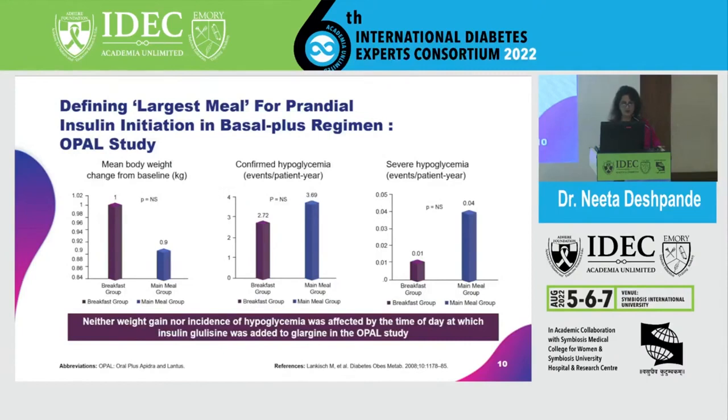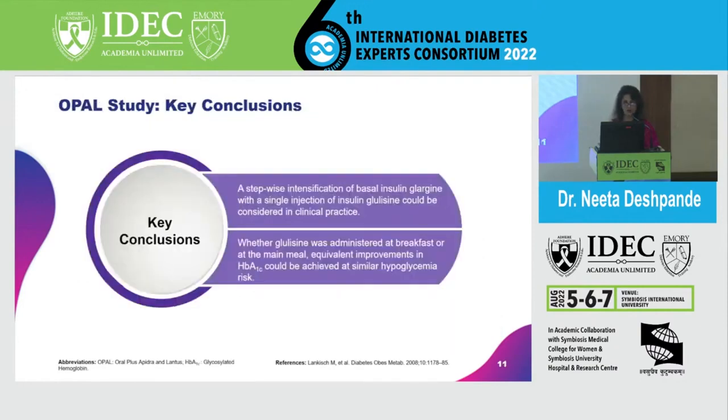So this is again the same thing, the mean body weight change, and again it talks about the hypoglycemia as well. So if you identify the main meal and give the bolus accordingly, not only do you get a better A1C result, you will also get a better weight change, you will also have less hypoglycemia, less severe hypoglycemia. So you can do an SMBG and actually find out which is the major meal of the day and start your bolus insulin at that time.